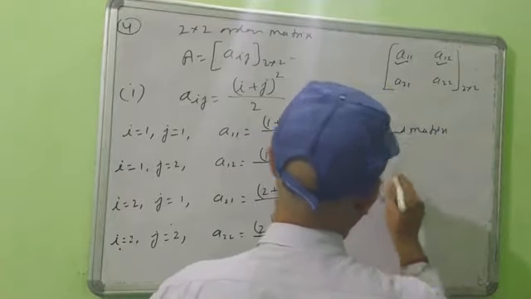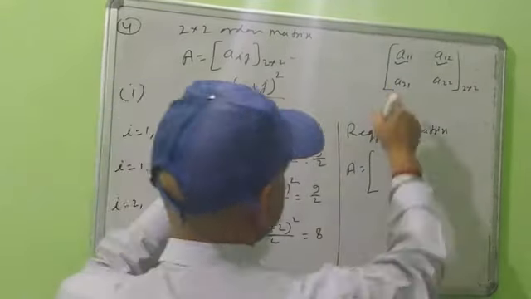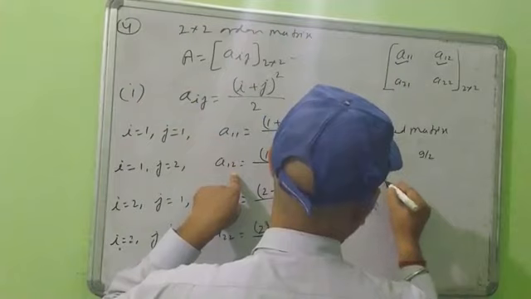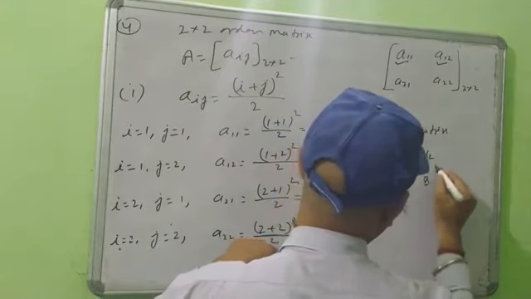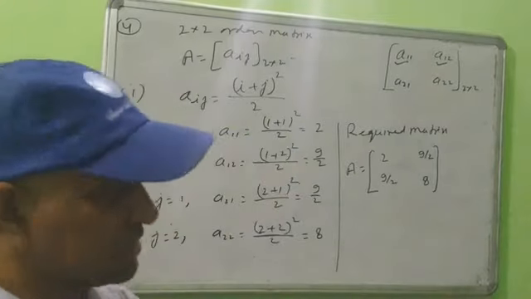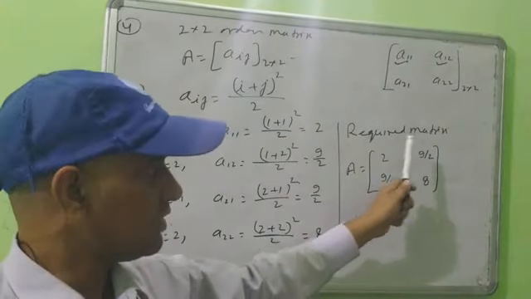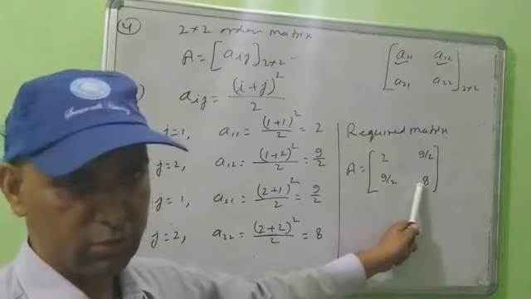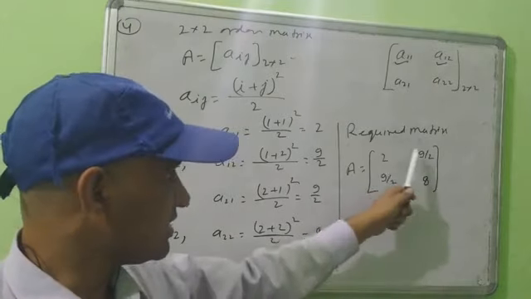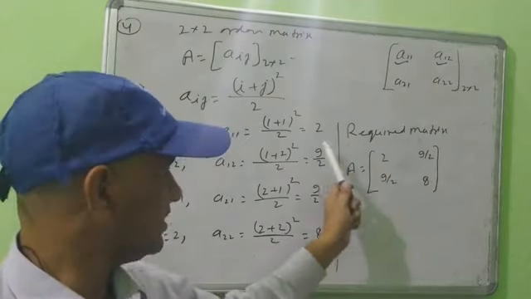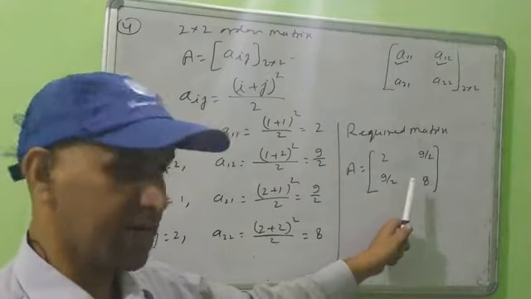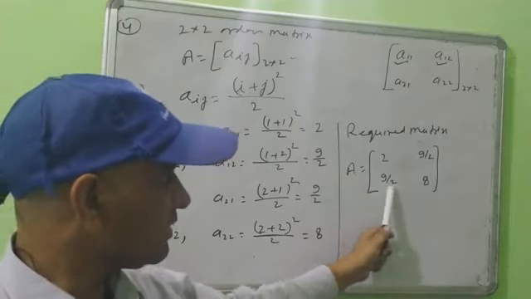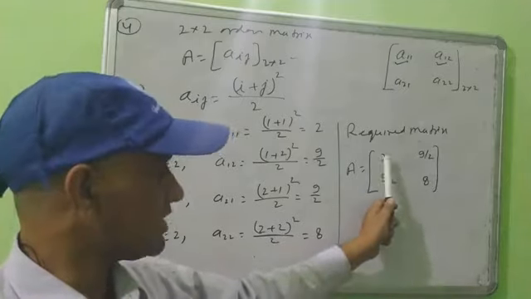A equals, according to this, a 1 1 is 2, 9 by 2, same thing 9 by 2, and this is 8. You will write the matrix in the particular address. This is the address of a 1 1, this is the address of a 1 2, this one is the address of a 2 1, and this one is the address of a 2 2. When you write the matrix in matrix form, write the elements in proper form of the matrix. Don't interchange the 2 or 8. You will write the elements in the proper address.